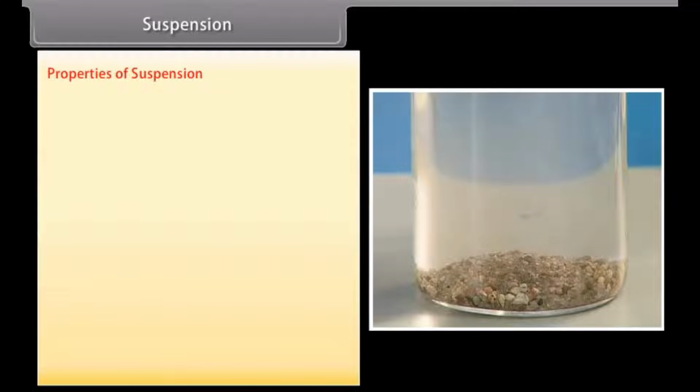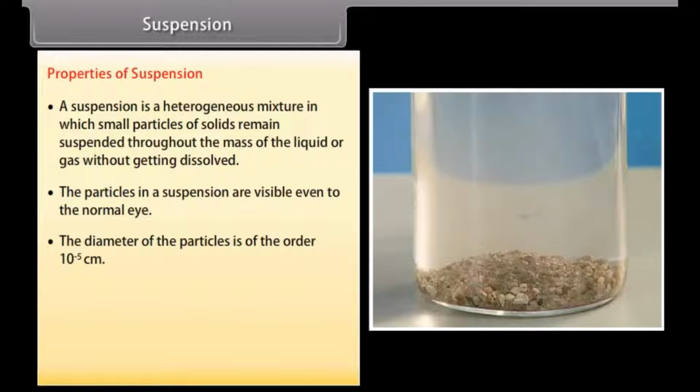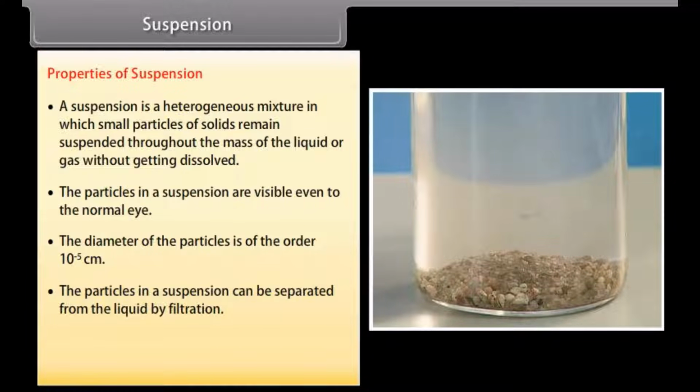Properties of suspension. A suspension is a heterogeneous mixture in which small particles of solids remain suspended throughout the mass of the liquid or gas without getting dissolved. The particles in a suspension are visible even to the normal eye. The diameter of the particles is of the order 10^-5 centimeter. The particles in a suspension can be separated from the liquid by filtration. The particles of suspension will settle down on standing.